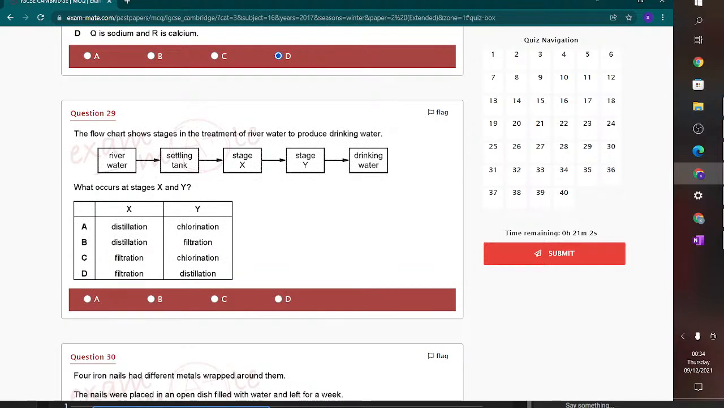The flow chart shows stages in the treatment of river water to produce drinking water. What occurs at stages X and Y? River water, settling tank, stage X, stage Y. Stage Y must be chlorination.